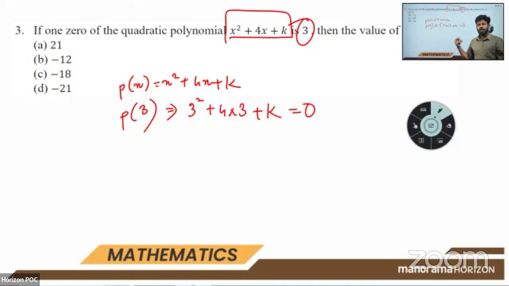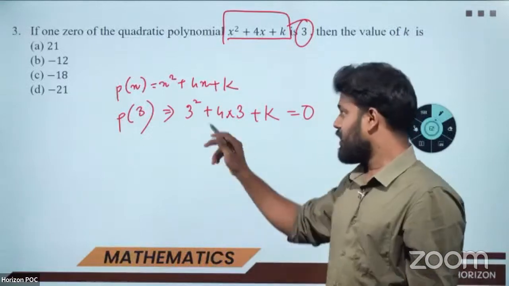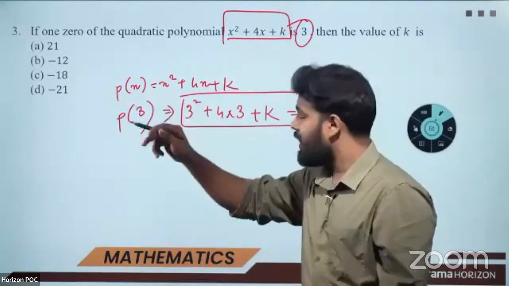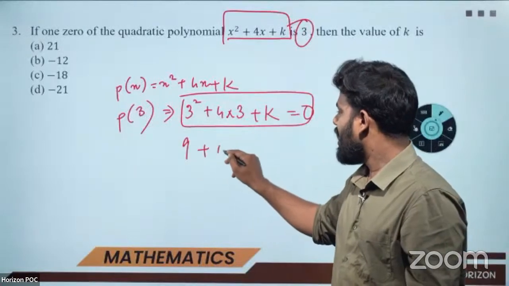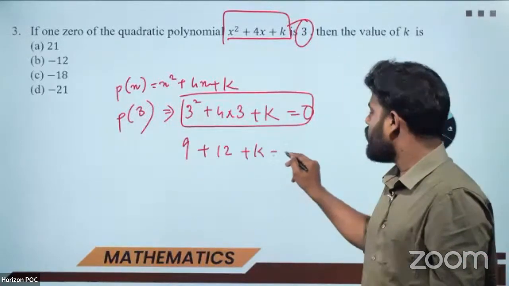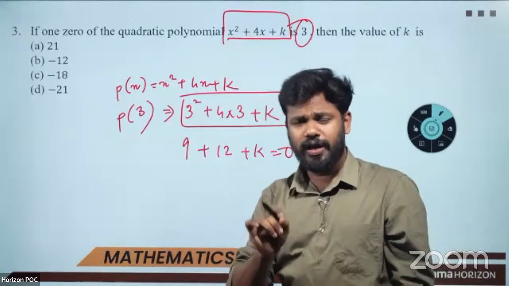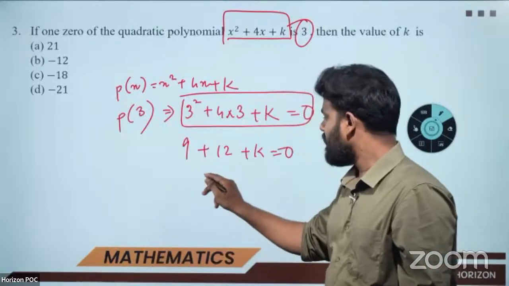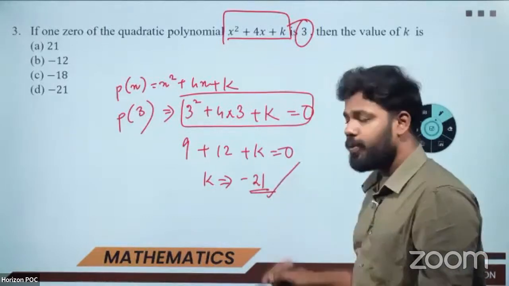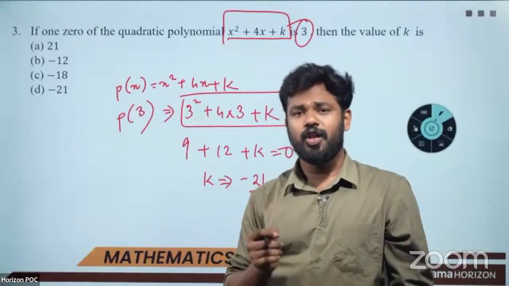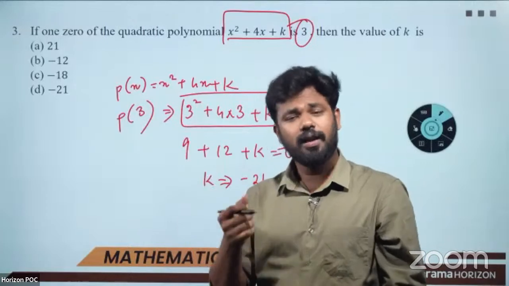Any confusion in that particular step? I hope there is nothing, right? So 3 square plus 4 into 3 plus k will be equal to 0. That is 9 plus 12 plus k will be equal to 0. What is 9 plus 12? 21 plus k equals 0. So what is the value of k? You can simply write it as minus 21. So negative 21 will be the value of k in this particular polynomial.